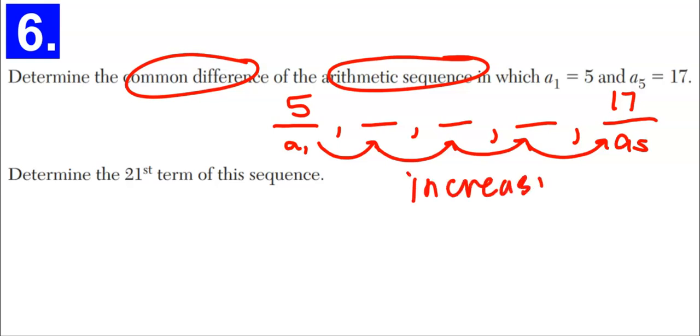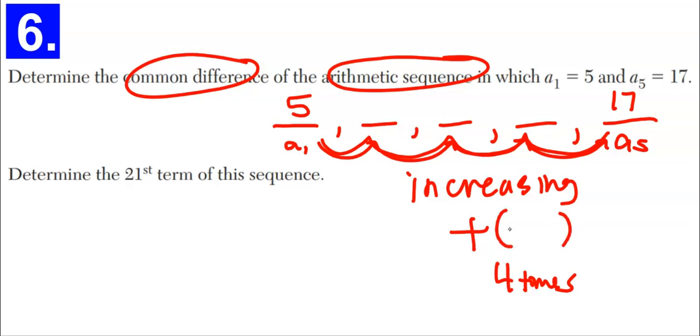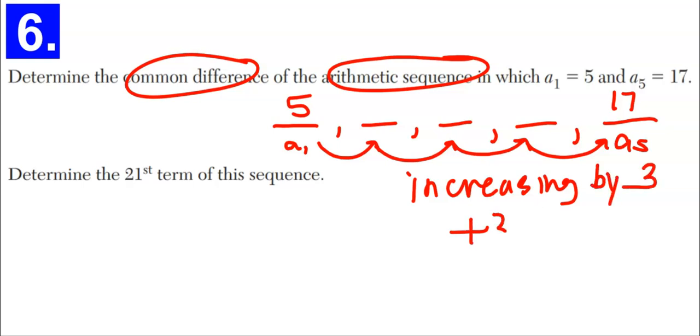So if this is increasing, then that means I am adding something each time. I'm adding something once, twice, 3, 4 times. I'm adding something 4 times. Now, what do I need to add 4 times to make a jump of 12? To get from here to there, that's an increase of 12. So if I have to split it up into 4 jumps, that must mean that I'm adding 3 each time. So my common difference is 3, increasing by 3. So D is equal to +3.